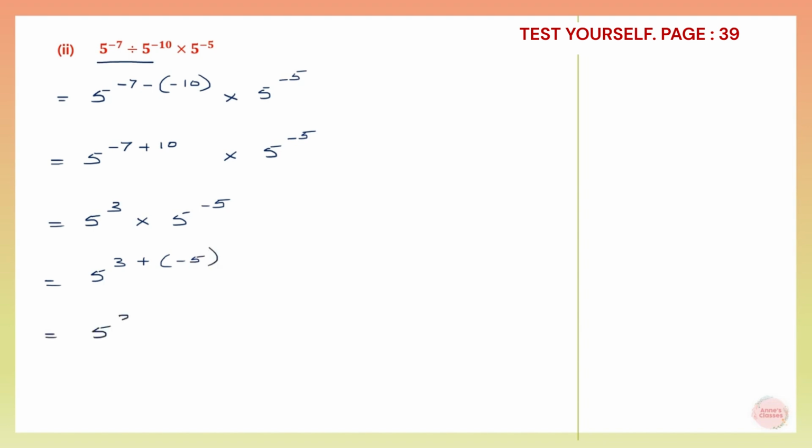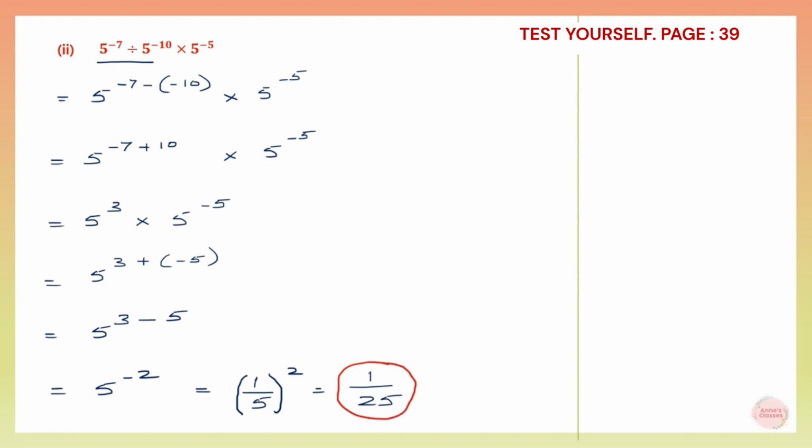So 5 to the power of 3 minus 5, which is 5 to the power of, signs are different, put the sign of the bigger number and subtract. 5 minus 3 is 2. So now we have 5 raised to a negative power. We can make this positive by writing the reciprocal of 5. 5 is 5 by 1. The reciprocal will be 1 by 5 and this is raised to the power of 2. So this is 1 into 1 which is 1 and 5 into 5 which is 25. So what is our final answer? 1 by 25.